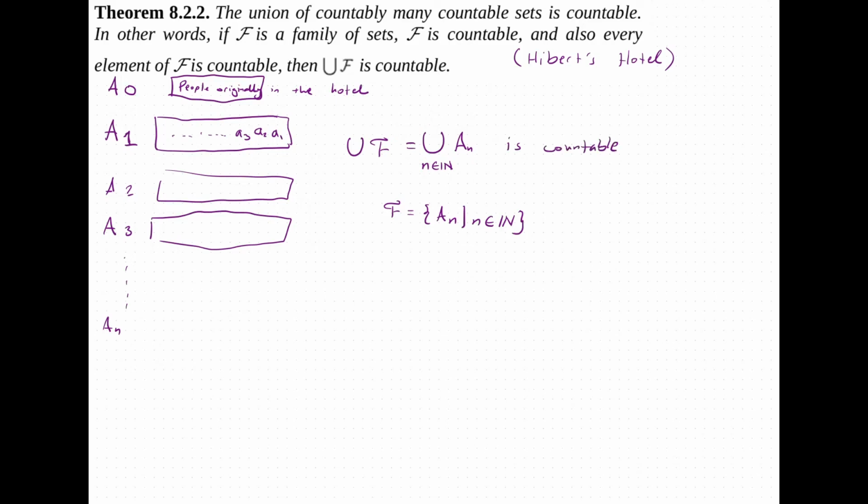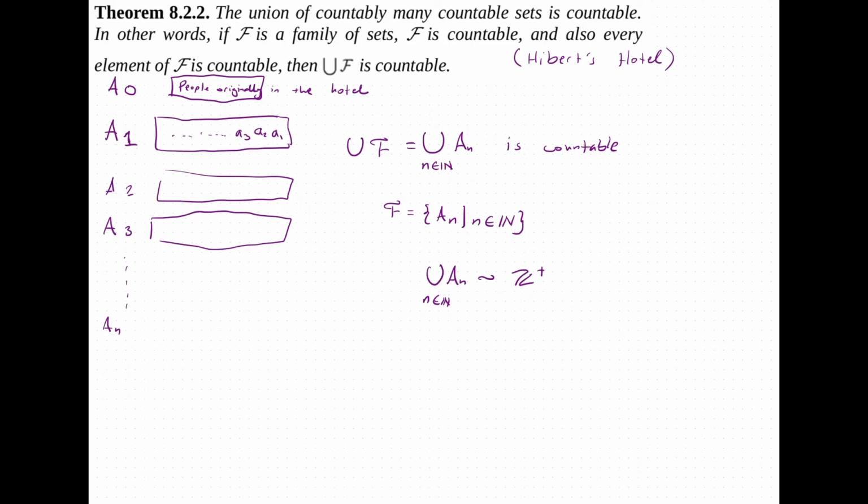And consequently, since in this example everything is infinite, we end up getting that the union of the A sub n's, with n in the naturals, is equinumerous to the positive integers. And now this bijection here is the one that allows us to give every person a unique room in Hilbert's hotel. And so that's how theorem 822 leads to Hilbert's famous hotel experiment.